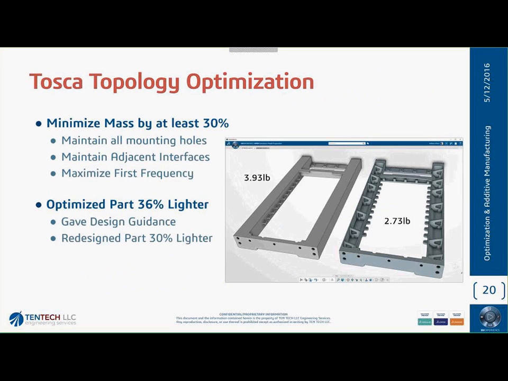So, what happened to it? Well, we started off with Tosca, so we looked at, let's take the base plate. You can see the base plate on the left at 3.93 pounds. This is aluminum 6061. And we started off with, okay, at least we want 30%. Let's make it 40% mass.